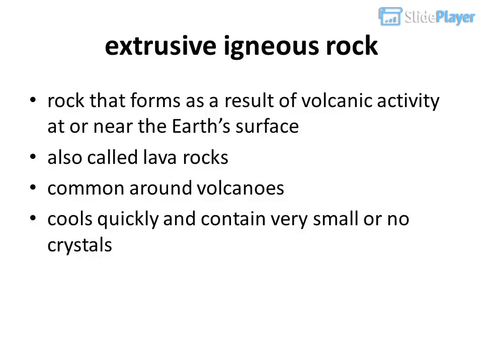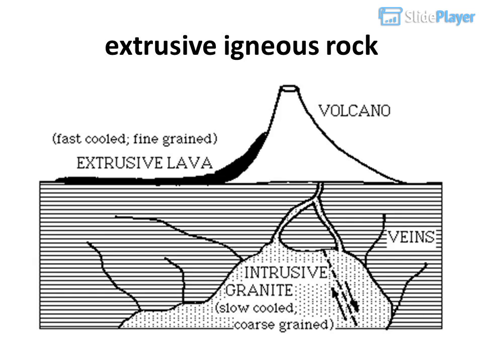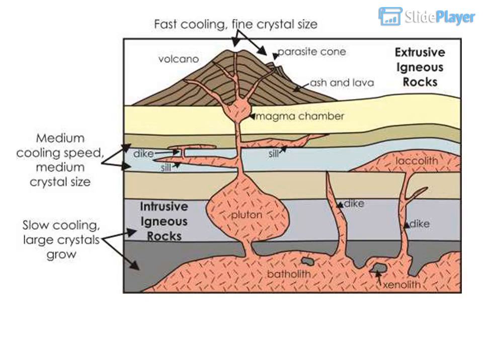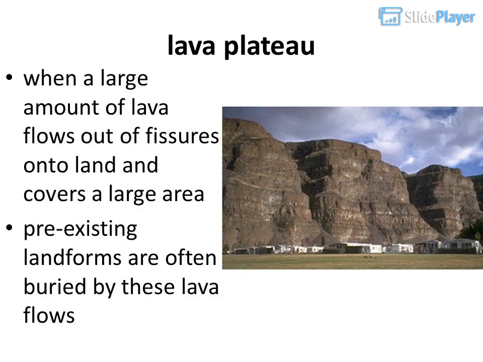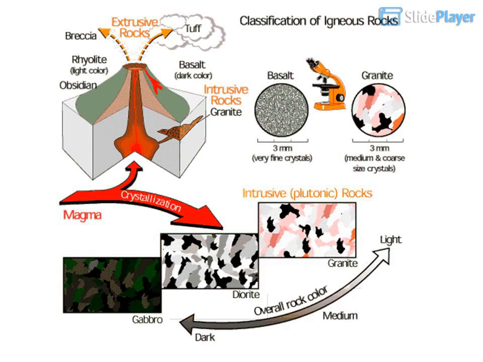Extrusive igneous rock: rock that forms as a result of volcanic activity, at or near the Earth's surface. Also called lava rocks, common around volcanoes. It cools quickly and contains very small or no crystals. Lava plateau: when a large amount of lava flows out of fissures onto land and covers a large area. Pre-existing landforms are often buried by these lava flows.